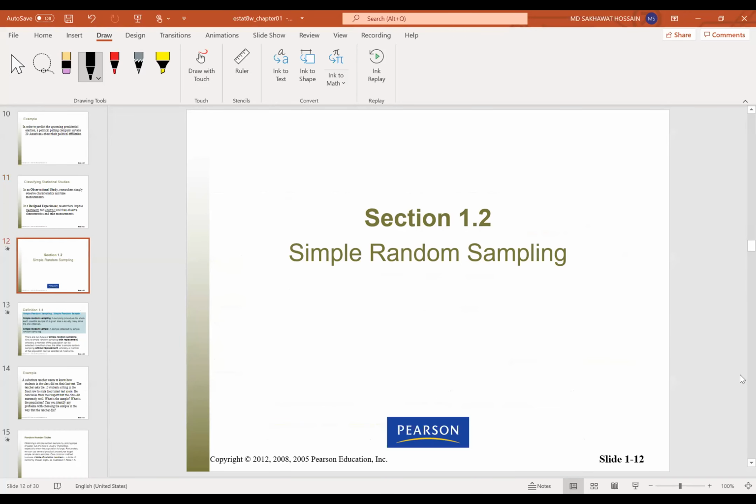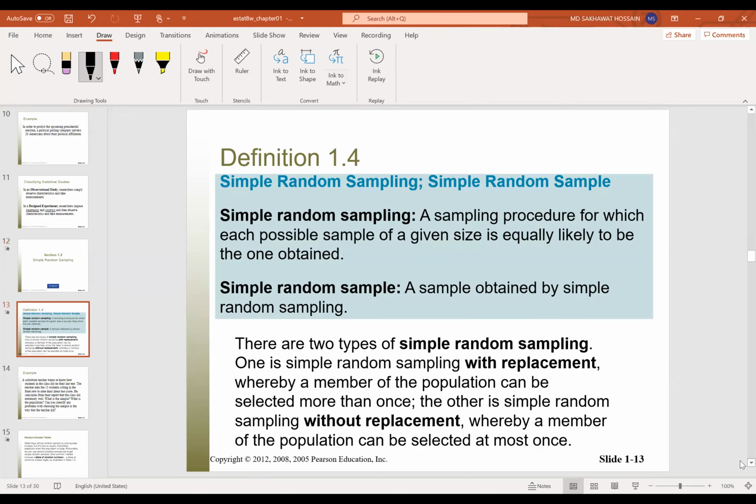Okay, so this is all about the first section. The second section is simple random sampling. So we discussed sample and population, but how do we collect a sample? The method of collecting a sample is called sampling. There are different methods or different ways of collecting a sample. One method is simple random sampling.